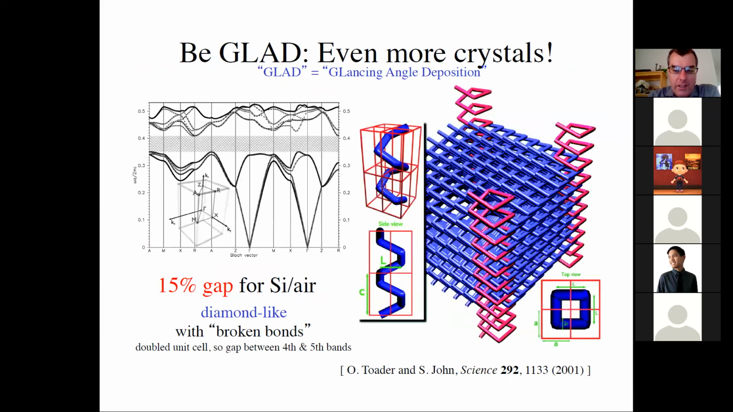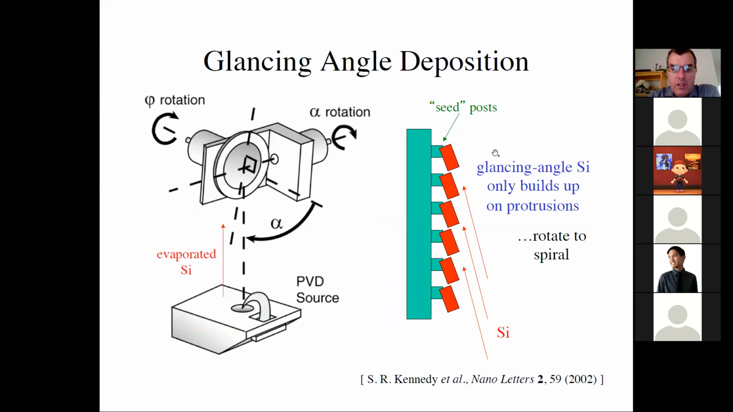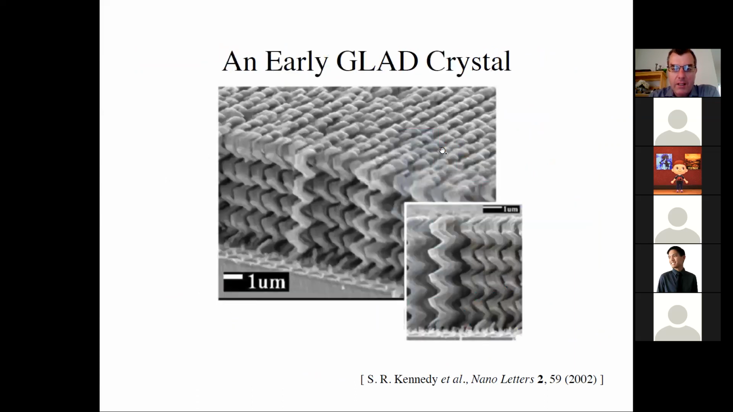There's something called glancing angle deposition, which I know far less about, but it makes really cool structures. You put these posts on there, and then somehow when you deposit silicon at a glancing angle, it forms like that. Then you rotate, and you produce these weird spiral structures.